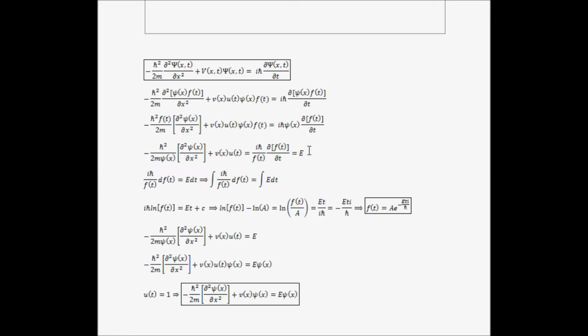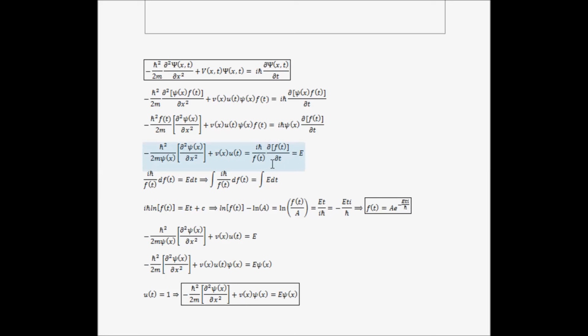This is equal to e, a constant. The reason that it's equal to a constant is because we've got a function purely of x on one side and a function purely of t on the other side. And since x is not a function of t itself, the only way this can be true is if they're both equal to a constant, which is being called e. E has a special significance in itself, which I'll come to later.